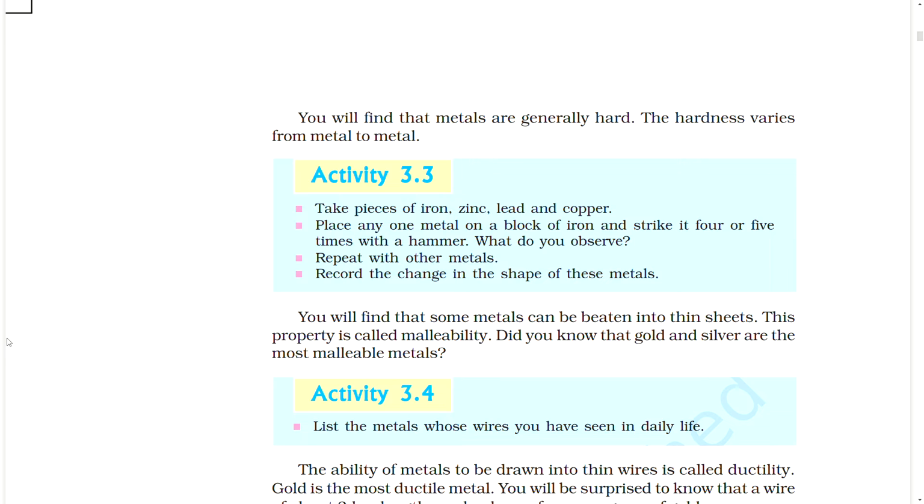Activity: take pieces of iron, zinc, lead, and copper. Place any one metal on a block of iron and strike it 4 or 5 times with a hammer. What do you observe? Repeat with other metals. Record the change in the shape of these metals. You will find that some metals can be beaten into thin sheets. This property is called malleability. Did you know that gold and silver are the most malleable metals?